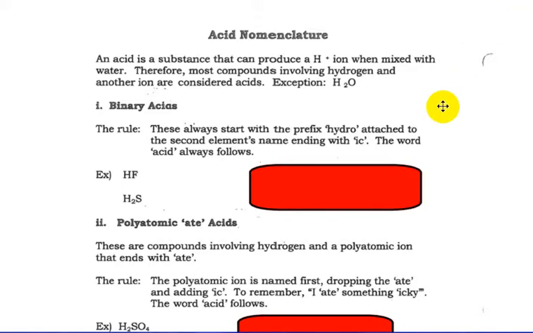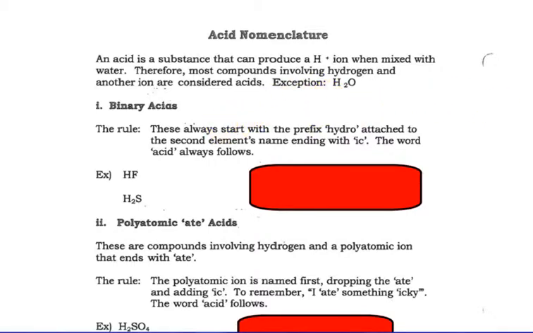Welcome back. We're going to look at acid nomenclature. So first of all, an acid is a substance that can produce H plus ions when mixed with water. Therefore, most compounds involving hydrogen and another ion are considered to be acids. If they begin with an H, they're considered an acid, except in the case of H2O.